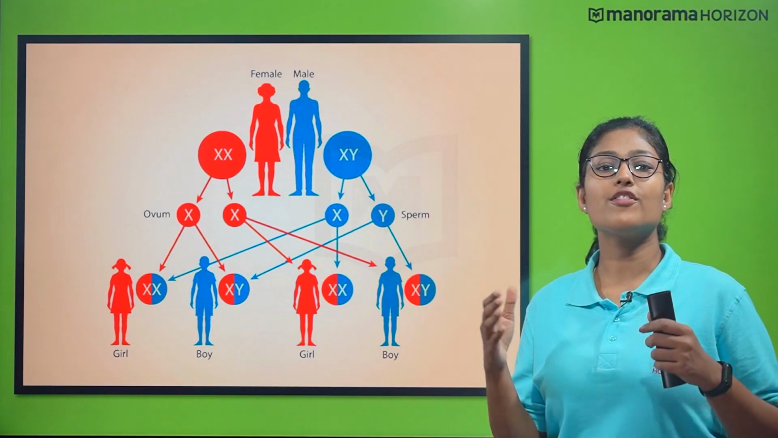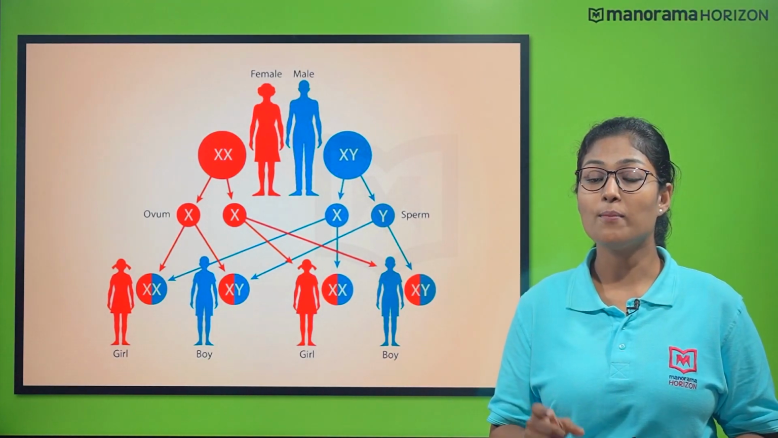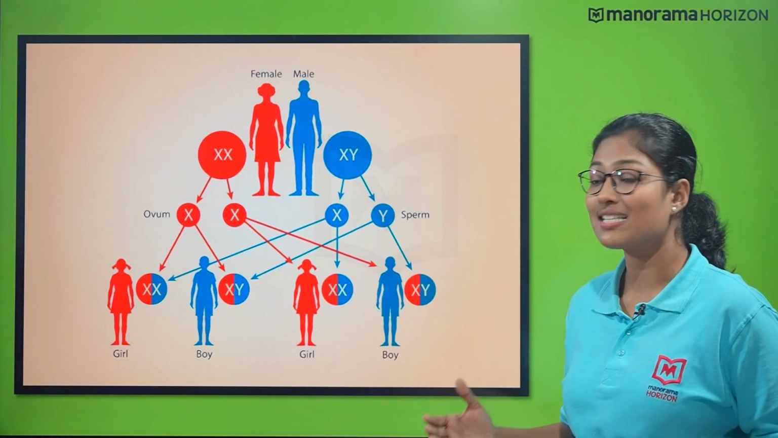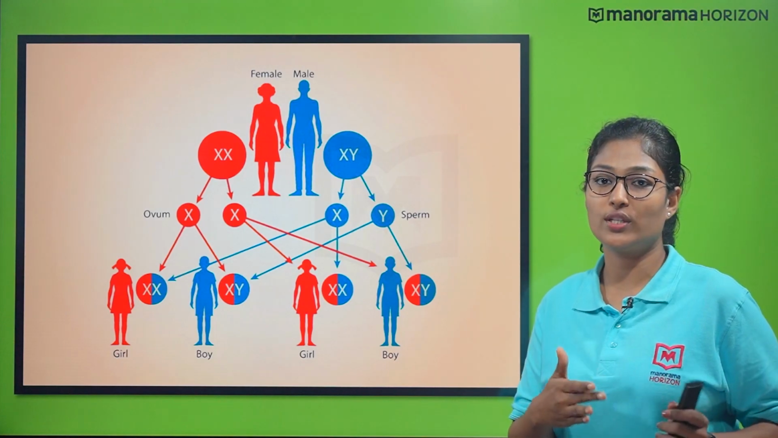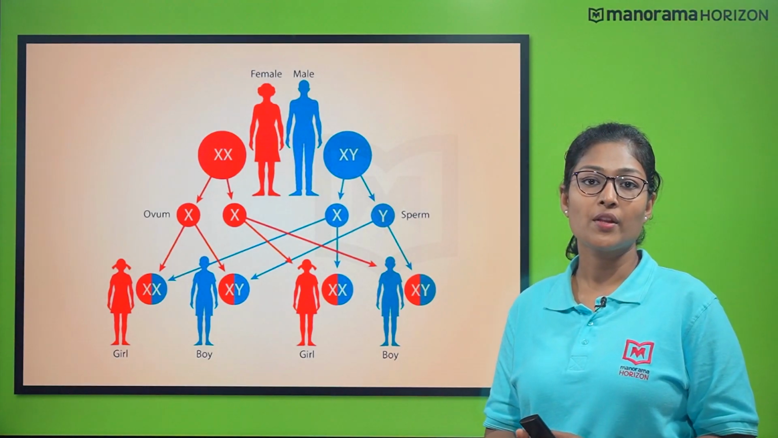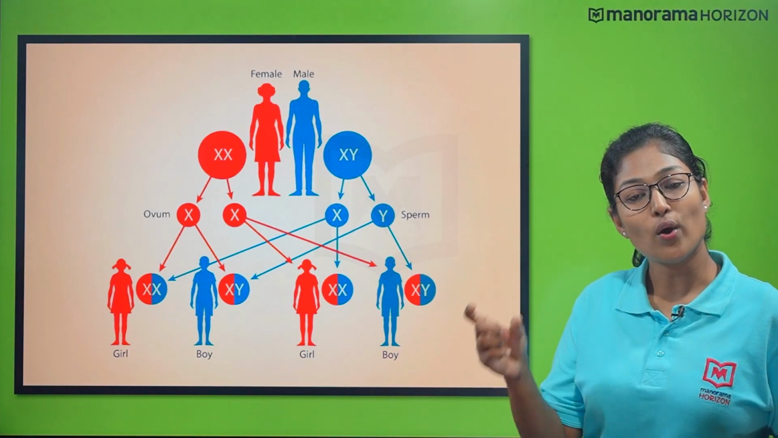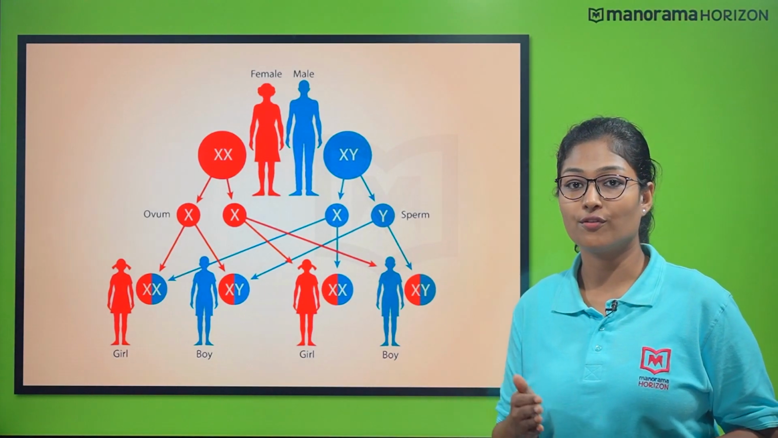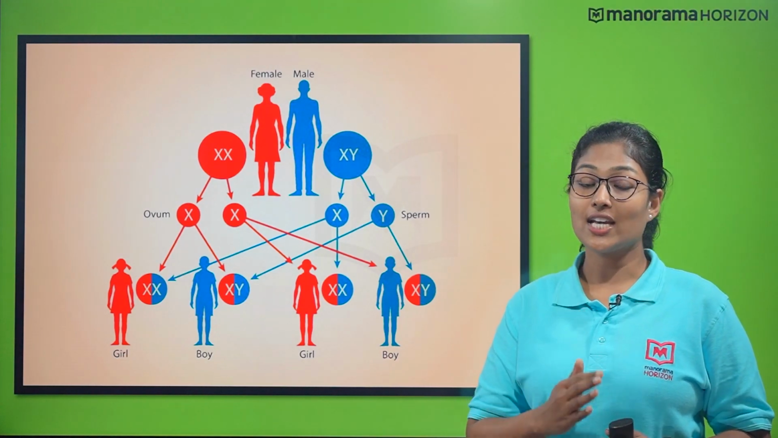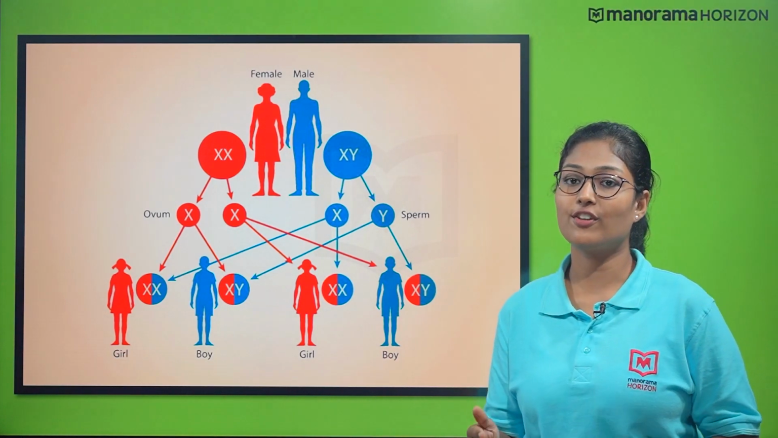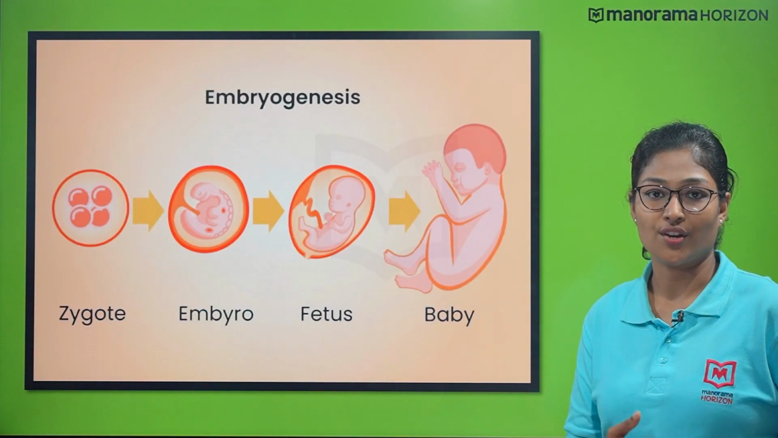Now, the fusion of a sperm carrying an X chromosome with an egg would form a zygote with XX sex chromosomes. The XX zygote would develop into a girl child. On the other hand, the fusion of a sperm carrying the Y chromosome with an egg would form a zygote with XY sex chromosomes. The XY zygote would develop into a boy child. You might ask a question here.